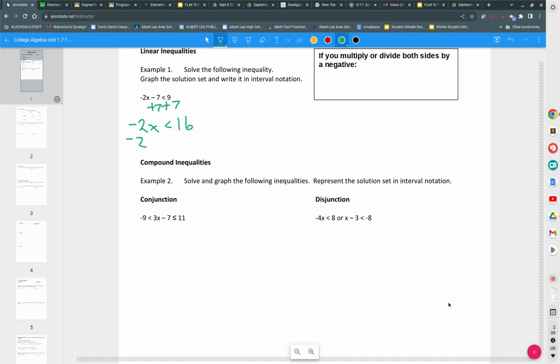And then we have to divide by negative 2. Does anybody recall what you have to do when you divide by a negative? You have to flip the sign. Do you know why you flip the sign? It has to do with our number system. I'll give you just an example.